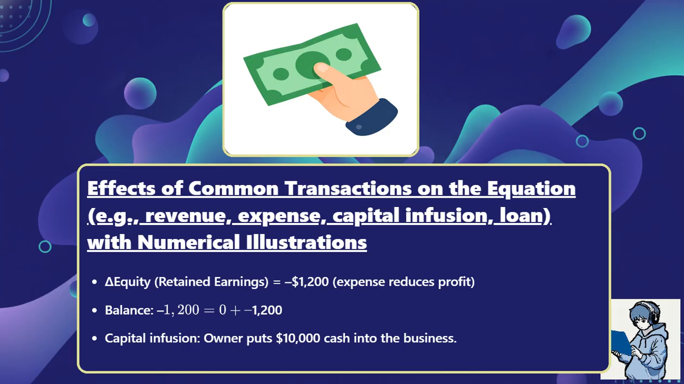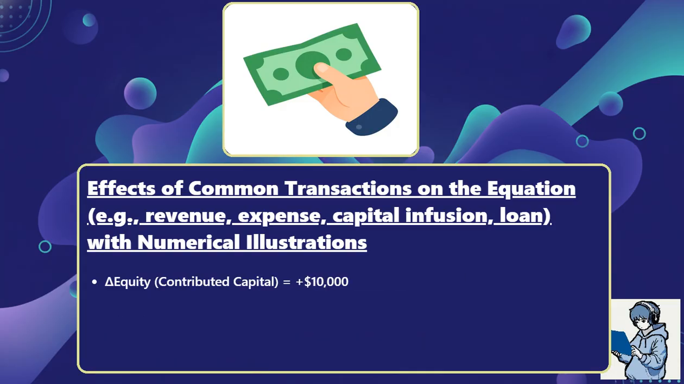Capital infusion: the owner puts $10,000 cash into the business. Delta assets, cash, equals plus $10,000. Delta equity, contributed capital, equals plus $10,000. Balance: plus $10,000 equals 0 plus $10,000.